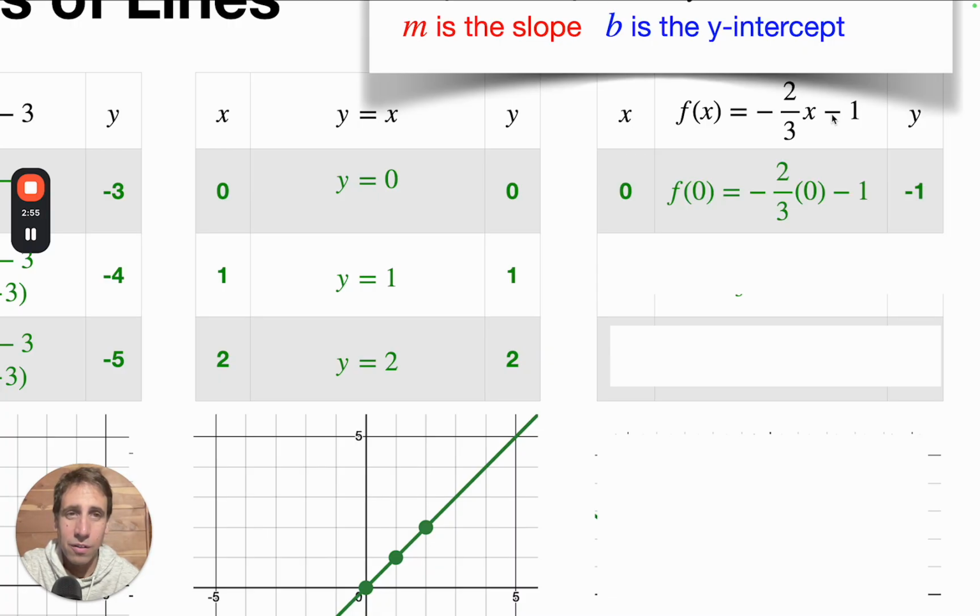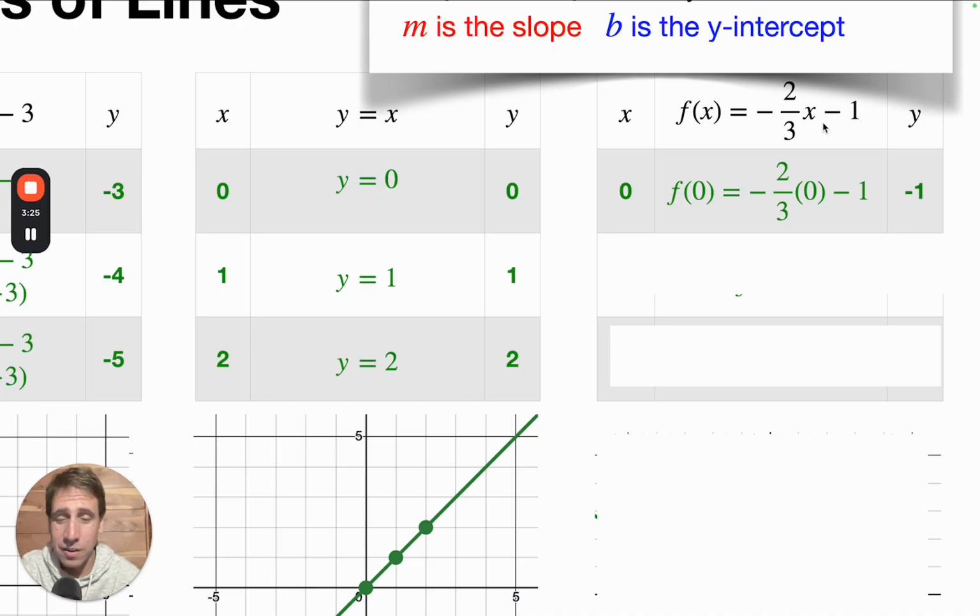If x is 0, then we say f of 0. That's how you read it. That's how you pronounce this. Say it with me, everybody. F of 0. Good. So then we get negative 2/3 times 0 minus 1. This cancels out, and it's just going to be negative 1. I see this fraction here. If I go 0, 1, 2 here, the next number would be 1. And I'd have negative 2/3 minus 1. And yikes, that's a pretty ugly fraction.